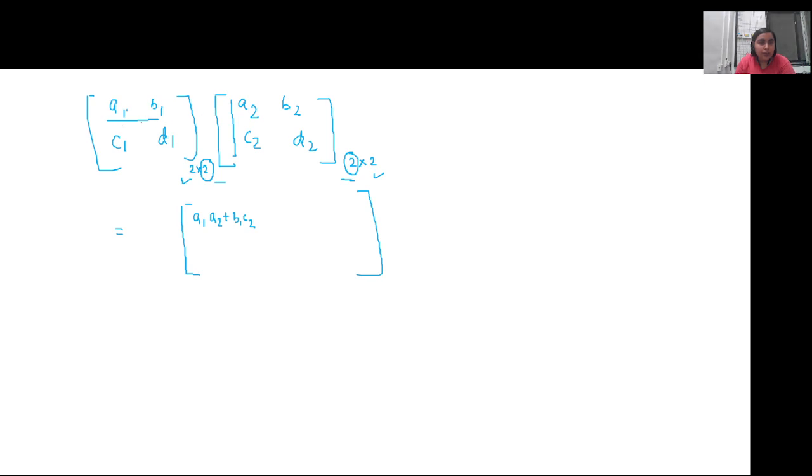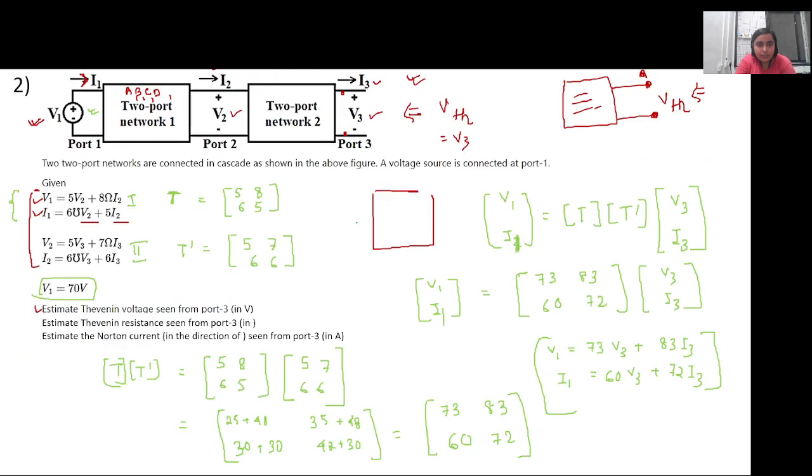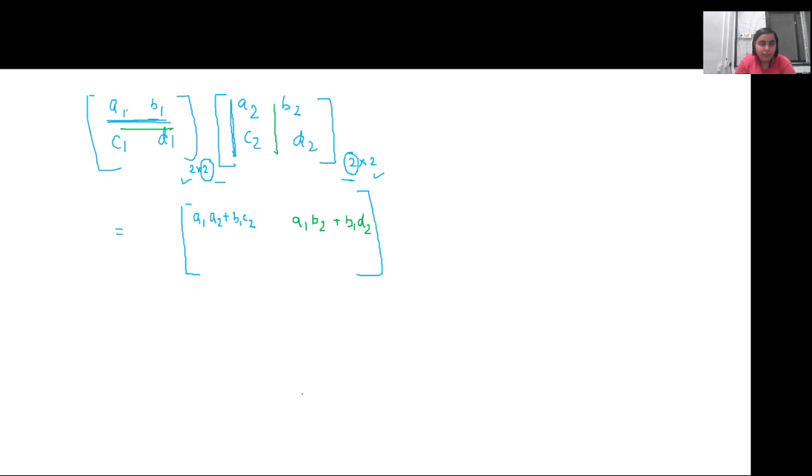So the first multiplication is first row and first column. Next it will be first row and the second column, which will be A1 into B2 plus B1 into D2. If you see in this case what I did was 5 into 5, which is 25, plus 8 into 6, 48. This is A1 into A2 plus B1 into C2. This is exactly what we did here.